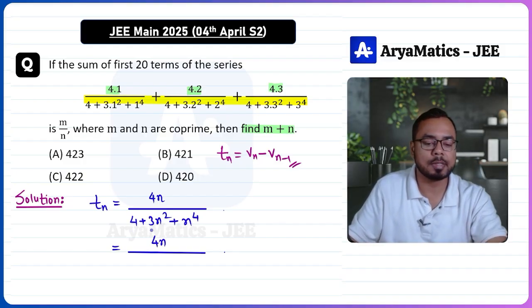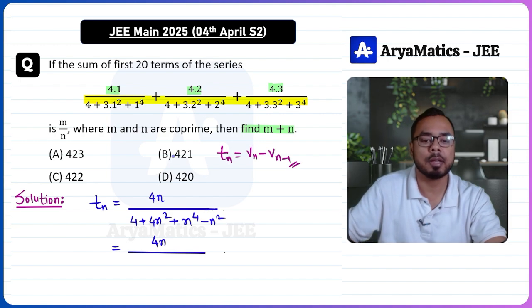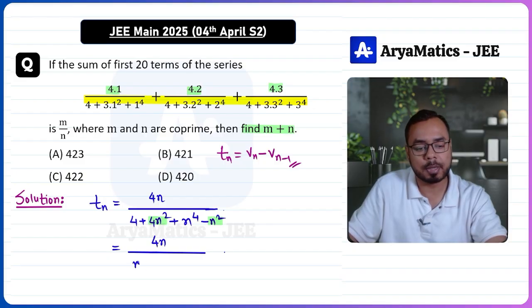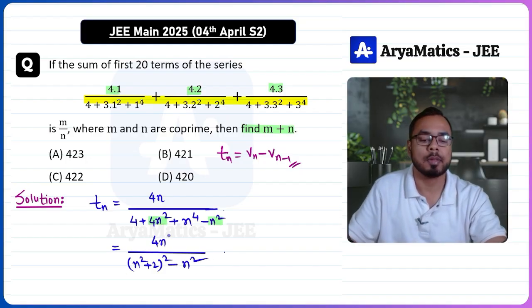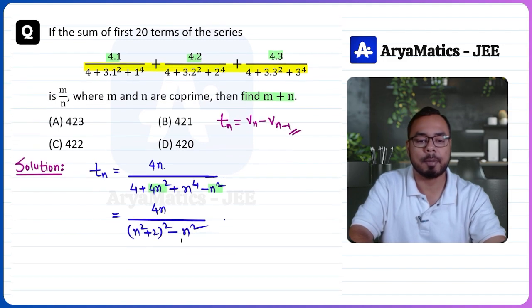Now, in order to create factors here, this 3n square you can write as 4n square minus n square. If I write 3n square as 4n square minus n square, then you can see that the first three terms will form a perfect square, and then we can use the formula of a plus b, a minus b. So 3n square I'm writing as 4n square minus n square. And now when you combine these three terms, it becomes (n square plus 2) square, and then minus n square. N raised to 4 plus this 4n square, this is 2 into 2n square, and here we have 2 square. So this is Tn.